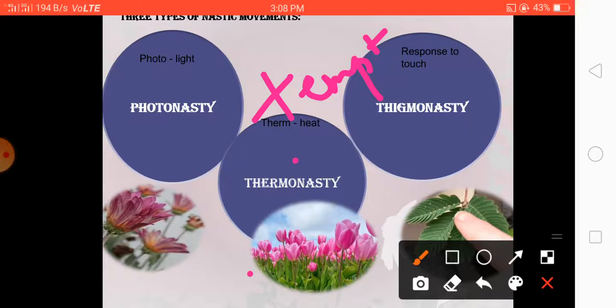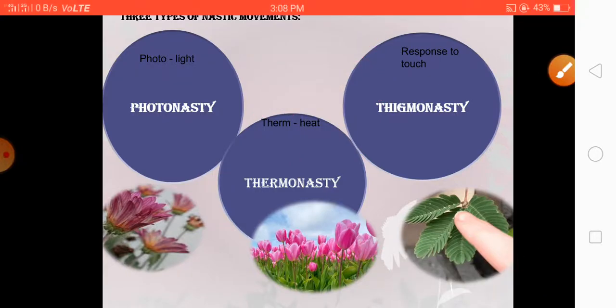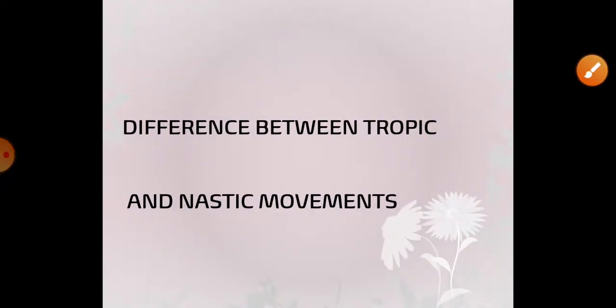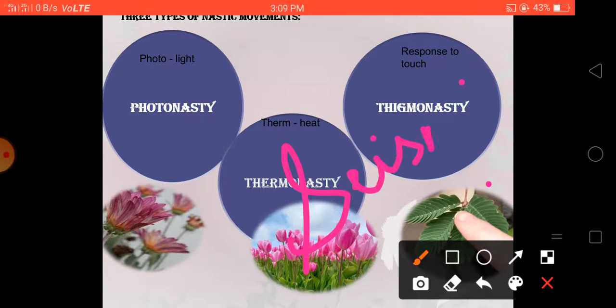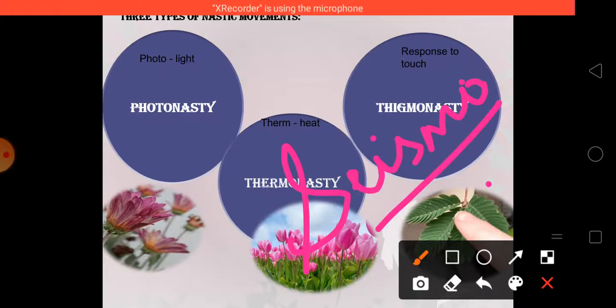The third one is thigmonasty. Here, the movement of a part of a plant in response to touch. As we have learned, Mimosa pudica folds its leaves and droops when touched. And it is also known as seismonasty. Seismonasty is the response to touch.